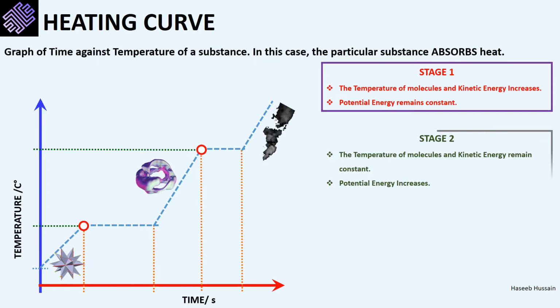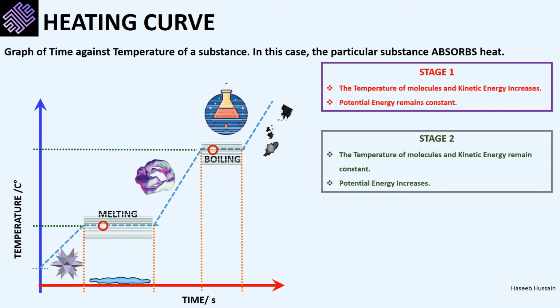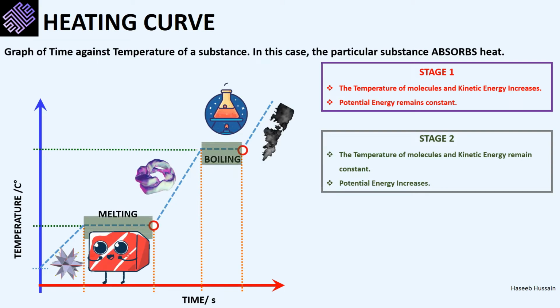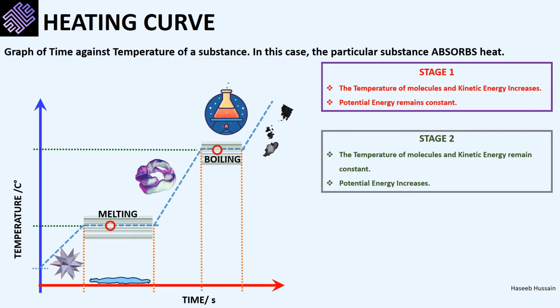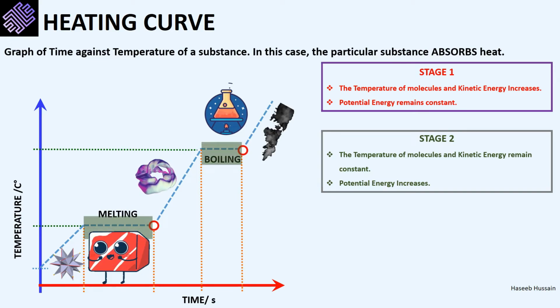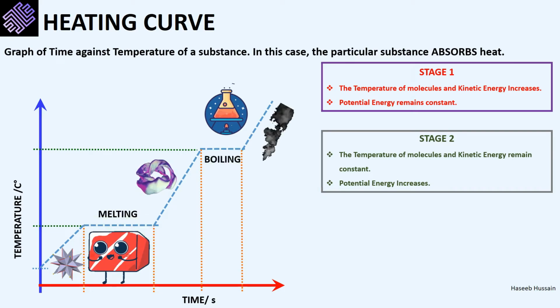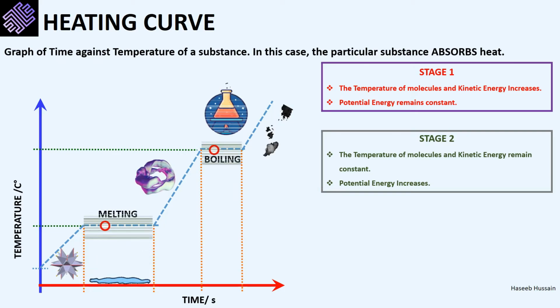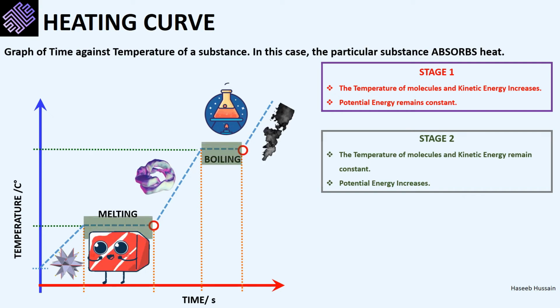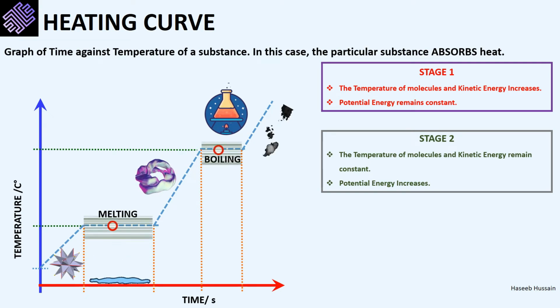Stage 2, in which the state of matter is further heated. The substance is heated further, but its temperature remains constant, meaning kinetic energy remains constant. The energy provided is used to overcome the bonds holding the structure together, increasing the potential energy. The particles start to move further away, resulting in a change in state of matter. In stage 2, the substance undergoes change of state.